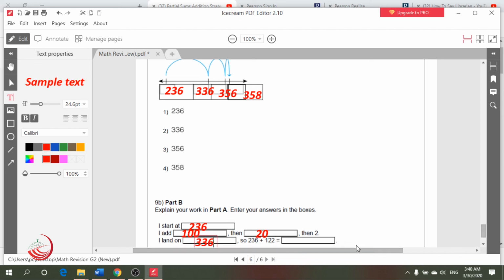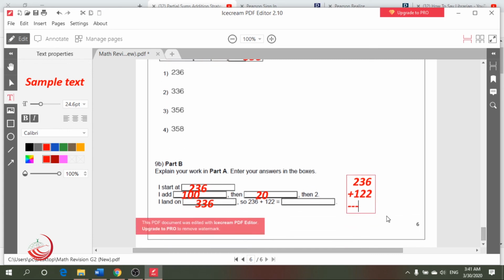So 236 plus 122, let's add them here. So let's say 236 plus 122. Let's go down a little bit here. So here, let's start from the right. 6 plus 2 equal 8. 3 plus 2 equal 5. 2 plus 1 equal 3.